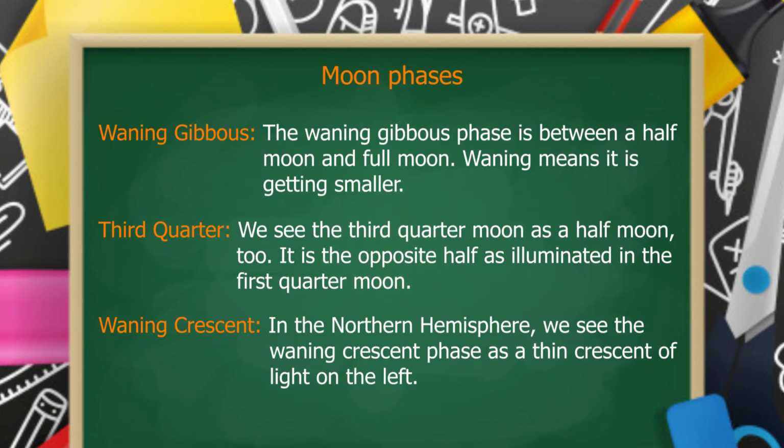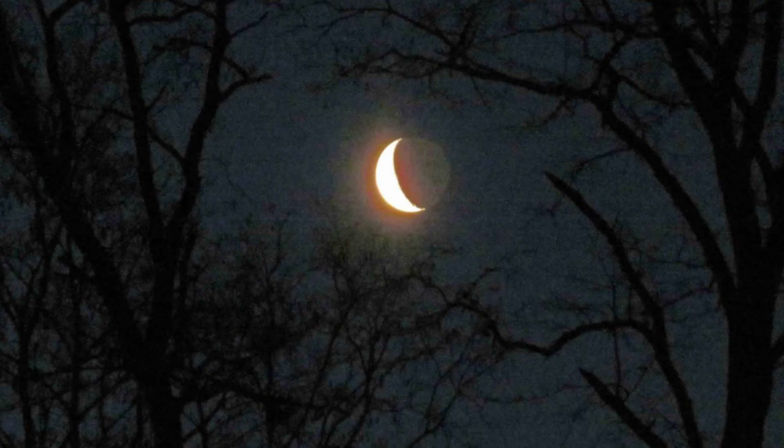Then we have the waning crescent. Again, in some parts of the world, for example, in the northern hemisphere, we see the waning crescent phase as a thin crescent of light on the left.